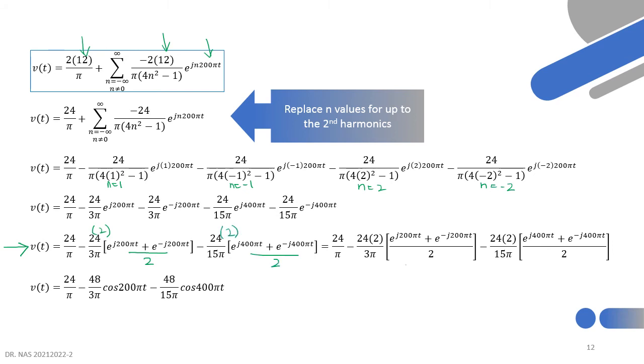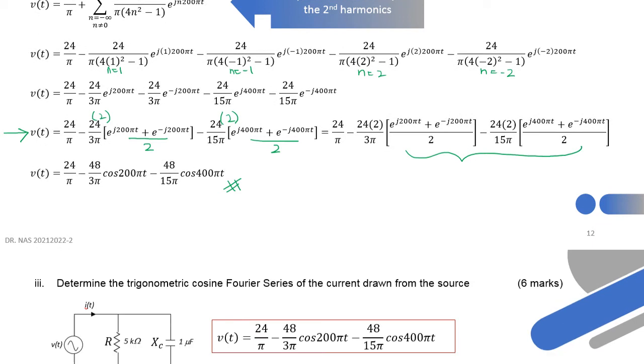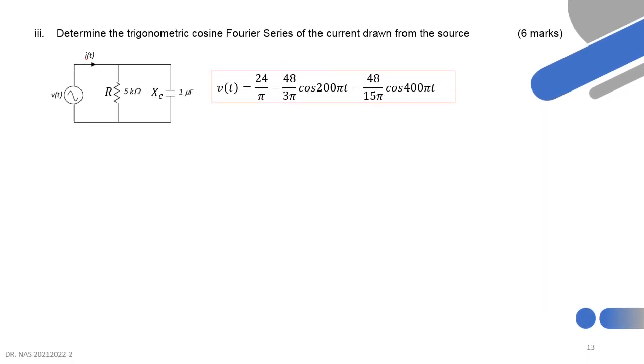Okay, so now you already have the equation in cosine shape. Then you can convert the exponential form into trigonometric form. So this is the final answer of your equation in trigonometric form. Okay, next you need to determine the trigonometric cosine Fourier series for the current drawn from the source. So the current drawn from the source is iT.